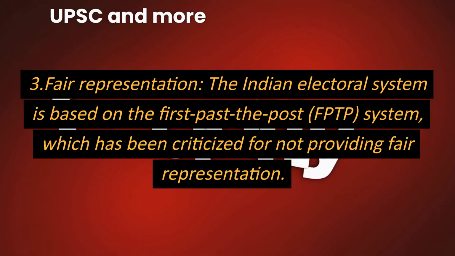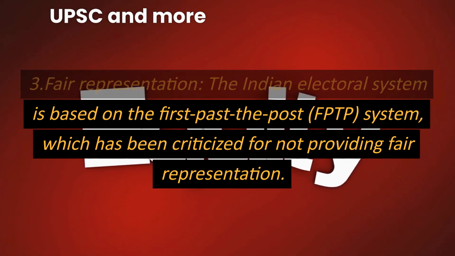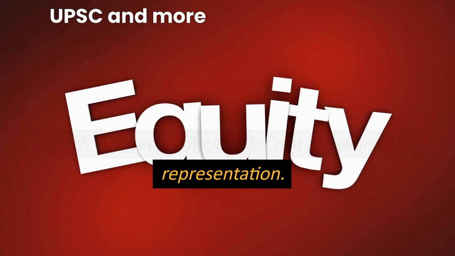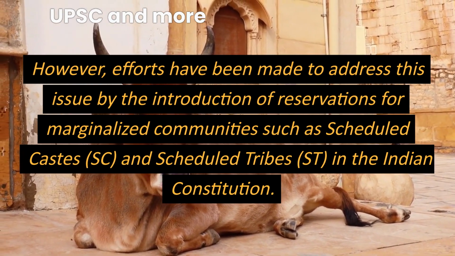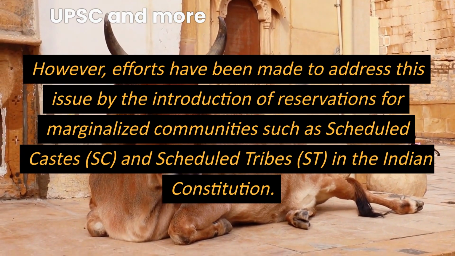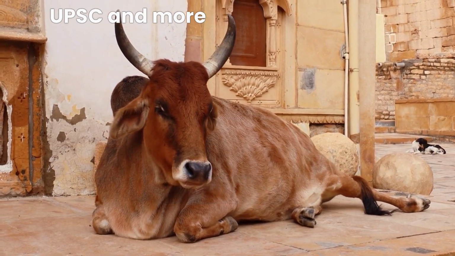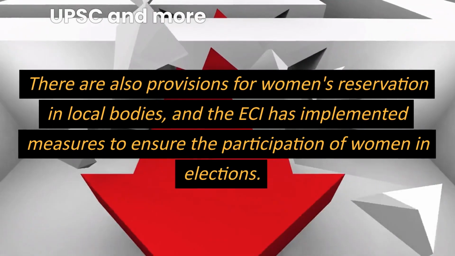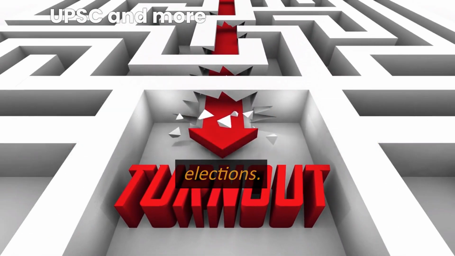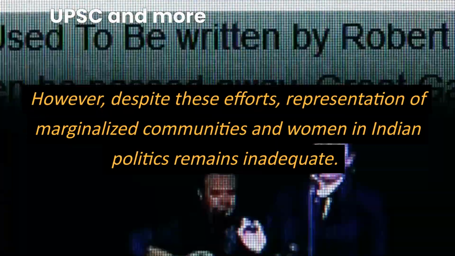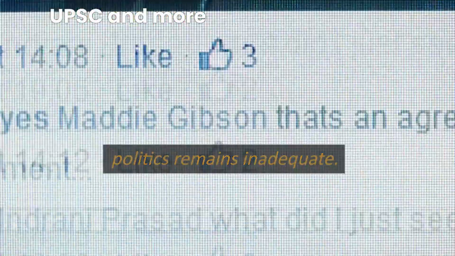3. Fair representation. The Indian electoral system is based on the first past the post (FPTP) system, which has been criticized for not providing fair representation. However, efforts have been made to address this issue by the introduction of reservations for marginalized communities such as scheduled castes (SC) and scheduled tribes (ST) in the Indian Constitution. There are also provisions for women's reservation in local bodies, and the ECI has implemented measures to ensure the participation of women in elections. However, despite these efforts, representation of marginalized communities and women in Indian politics remains inadequate.